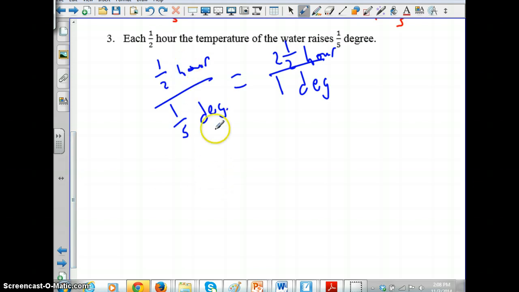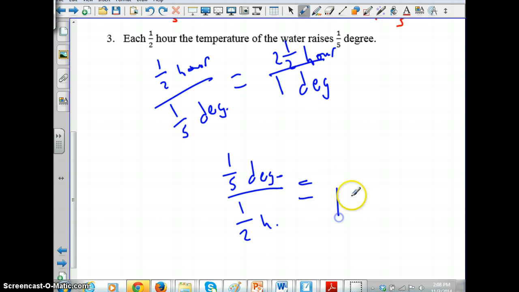If we wanted to find out the unit rates for hours instead, we could say, well, 1/5 degree for every 1/2 hour. And we could do the same thing. Now we want to know, all right, per hour, which is also helpful. You may want to know how many hours per degree, but you also may want to know, for the hours, how much does it go up for every 1 hour? So just the same, we always divide to find the unit rate. So you're going to divide 1/5 by 1/2, and that's 2/5.